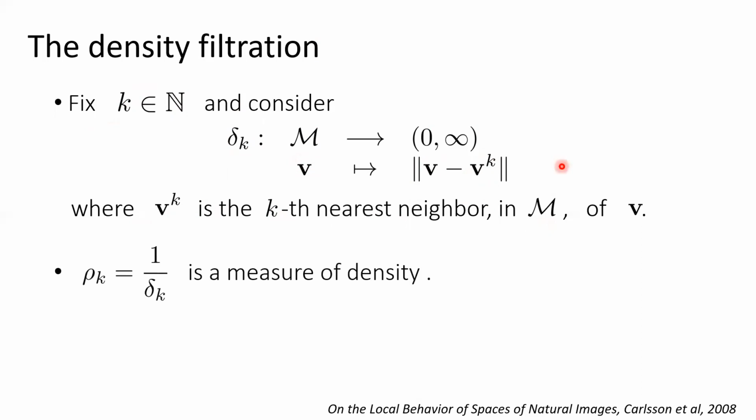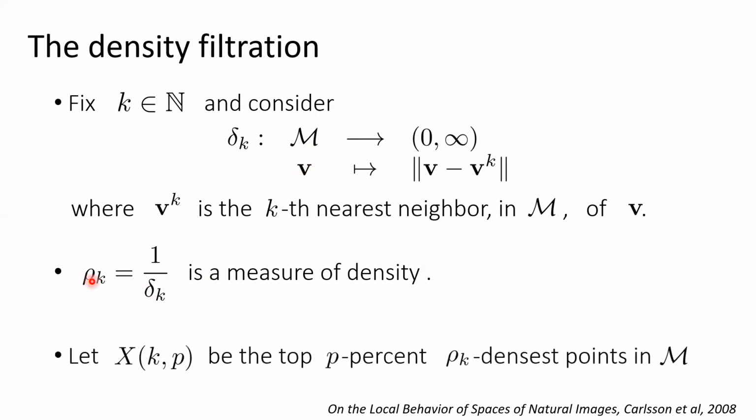One thing to notice is that 1 over delta k is of course a measure of density, right? If this number is very small, it means that v has a lot of neighbors around it. So it means that it's pretty dense, and conversely. So what they looked at in this paper in 2008 was the regions X k p, which are the top p% given this density estimator for all k, right? These are some of the most important regions in this data set that now lives in the 7-dimensional sphere.